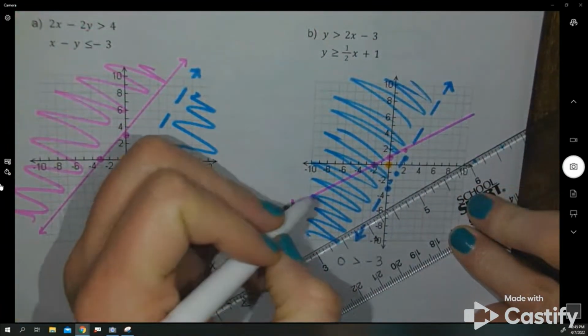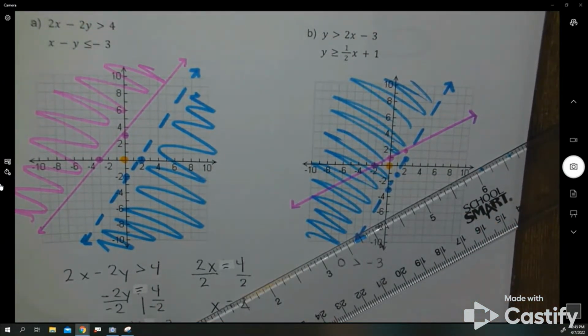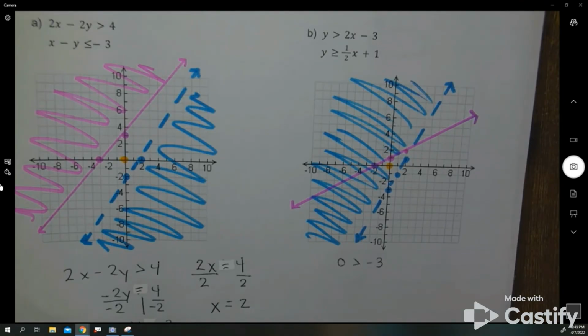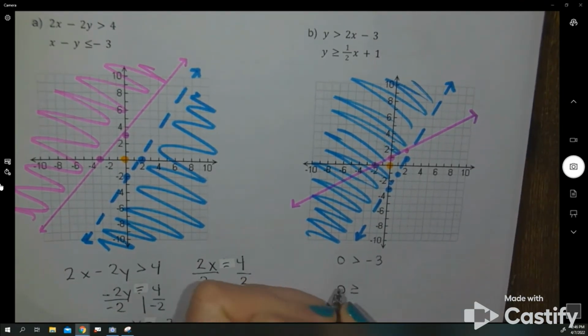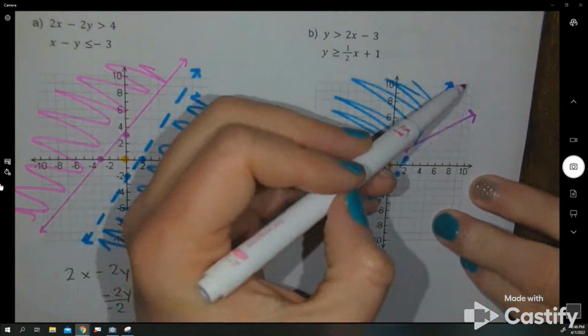There we go. I'm going to test my point (0, 0) right here. So 0 times 1/2 is 0. 0 plus 1 is 1. So is 0 greater than or equal to 1? For this one, it is not. So I have to shade all of the space away from (0, 0), which is going to be everything up here.